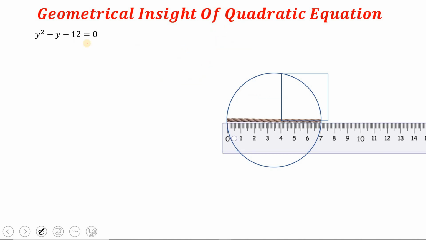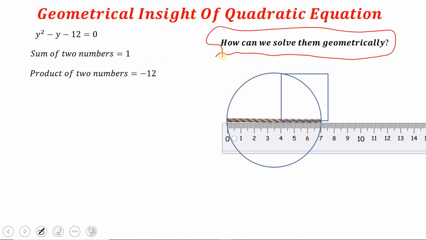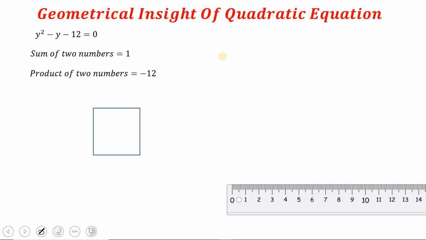Now I am taking a bit more complex example. Here the sum of two numbers is 1, as the negative of this coefficient, and the product of two numbers is negative 12. For these types of situations we can use this method. First let's imagine the same square having an area of 12 square units. So the length of each side will be the square root of 12, which is approximately 3.5 units.